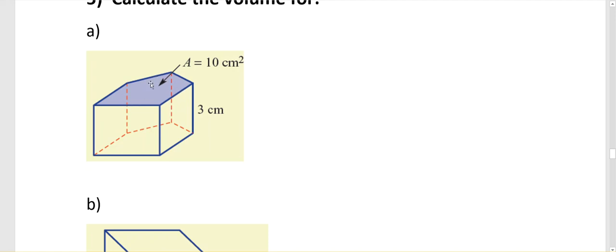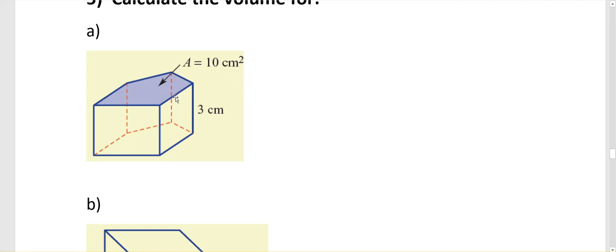Cross-section means if I can slice all the way through this shape to the bottom, do I end up with the exact same shape? Yes, I do. That's the cross-section. It's sort of like having a perfect cucumber. If you've got a perfect cucumber, so it's a perfect shape, and you slice all the way through, you see a circle all the way through, okay? And so this shape, if I slice it from top to bottom or bottom to top, I will have that shape over here. Okay, so they've actually done the first step for us. They've given us the area of the cross-section. So that's done. So it's 10 centimeters squared.